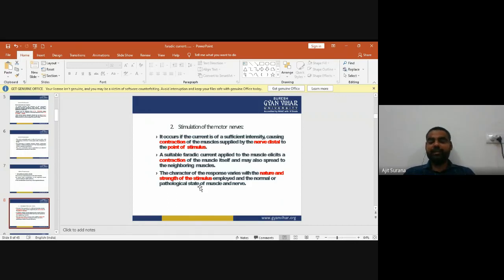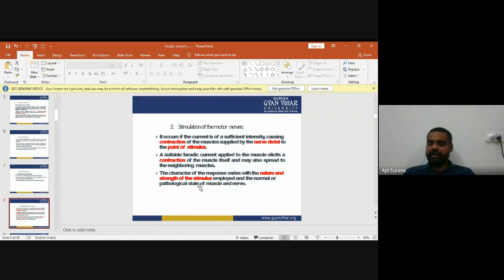The character of the response varies with the nature and strength of the stimulus employed, and the normal or pathological state of the muscle and nerve.